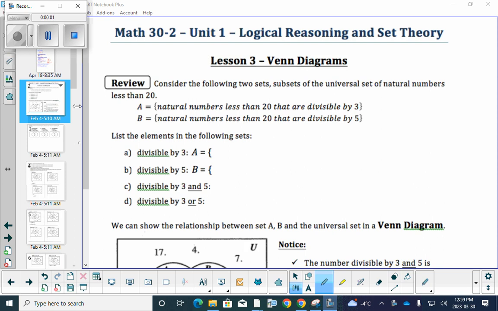Okay, so on this Venn diagrams lesson, we're going to go through 2 circle Venn diagrams and 3 circle Venn diagrams. We probably won't get to the 3s today. Today we'll probably just do the 2s. So we'll do the 3s on Friday. So that's the 31st. And then on Monday, we'll probably finish it up doing the 3 circles.